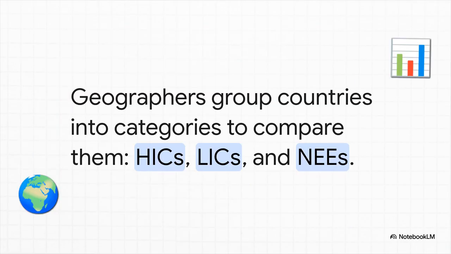Okay, so to make comparing all these different countries a little easier, geographers use a kind of shorthand. You'll hear these acronyms a lot. There are HICs, which stands for high-income countries, think the UK or Japan. Then you've got LICs, or low-income countries. And then there's this really interesting middle group, the NEEs, Newly Emerging Economies, like Brazil or India, which are just changing at an incredible pace.